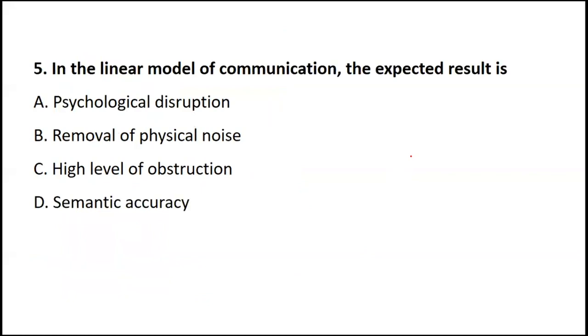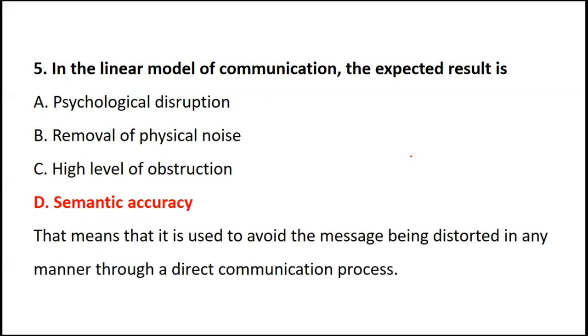Now, in the linear model of communication, the expected result is what? Psychological disruption, removal of physical noise, high level of obstruction, or semantic accuracy? So what is the linear model of communication? Everyone knows the linear model of communication is a one-way model where the sender alone plays an important role. So what is the expected result? Yes, in the linear model, the expected result is semantic accuracy. It means it is used to avoid the message being distorted in any manner or form through a direct communication process. So the right answer is semantic accuracy.